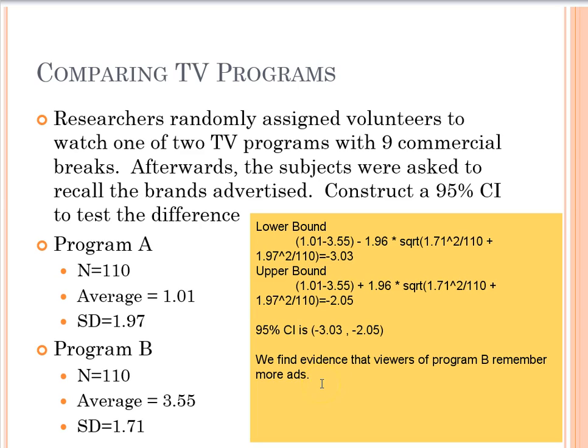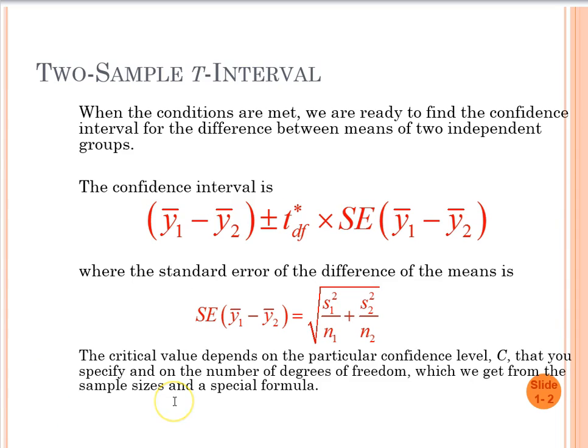We can even say which one is greater. In this instance, because we put program B second, then it must be that program B viewers remember more ads. This is, again, because we have a completely negative interval. So our difference must be negative. And because our program B is greater, that's what makes it a negative difference. So that's how you construct a confidence interval for the difference between two means.